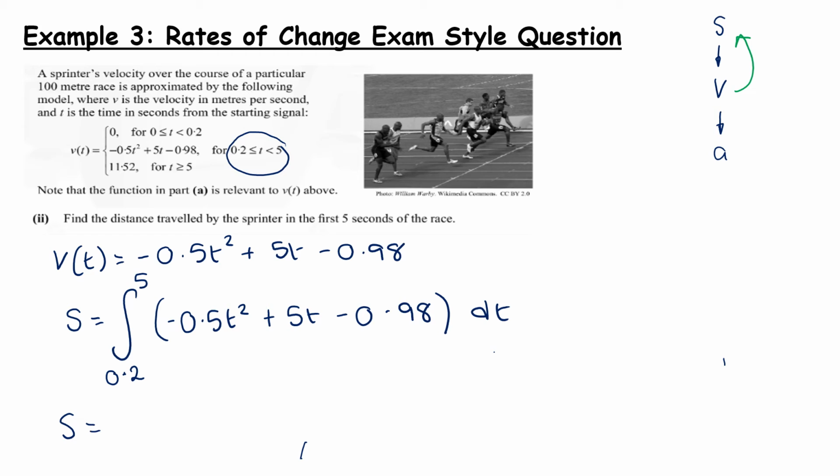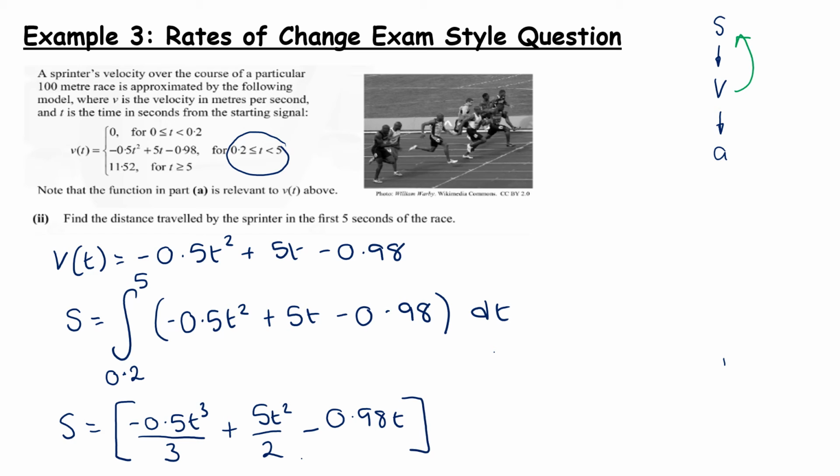So when we integrate, we have minus 0.5 t cubed, when we're adding 1 to the power, dividing by the power, plus 5t squared over 2 minus 0.98 t, and we are doing this between 0.2 and 5. So we sub in for 5 and we sub in for 0.2 and we take them away. There is no need for a plus c.